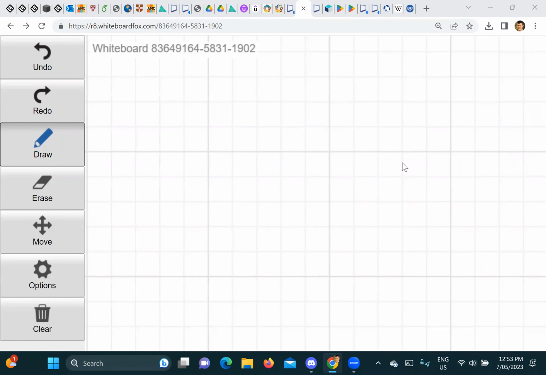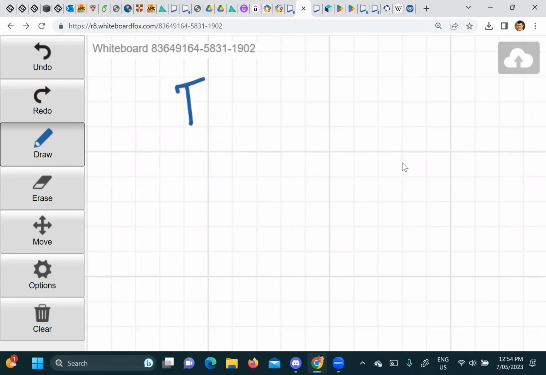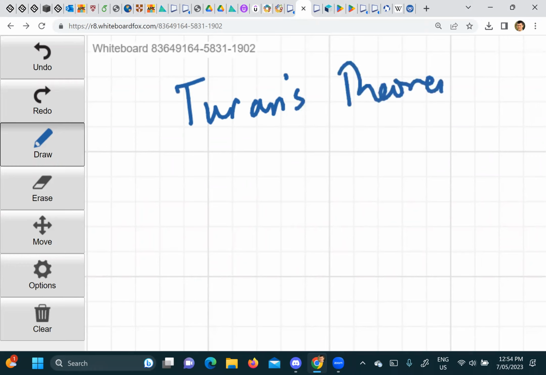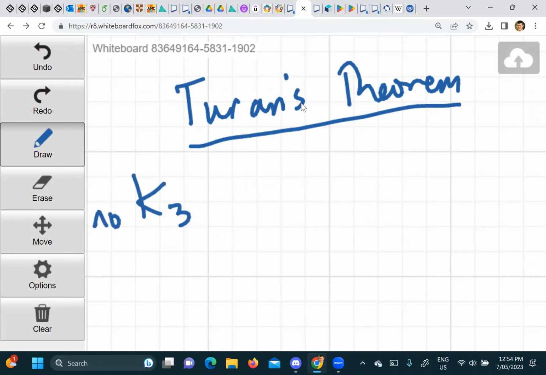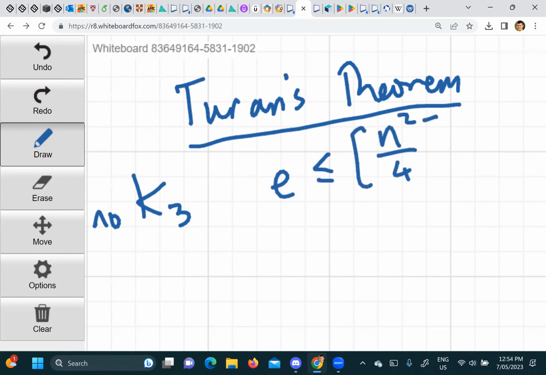So the first thing is this problem. If you can't remember Turan's theorem, let me remind you. It's basically along the lines of: if a graph doesn't have any triangles, how many edges can it have? If a graph hasn't got any triangles, so no K3s, then the number of edges is at most something like floor of n squared on 4, or something like this.